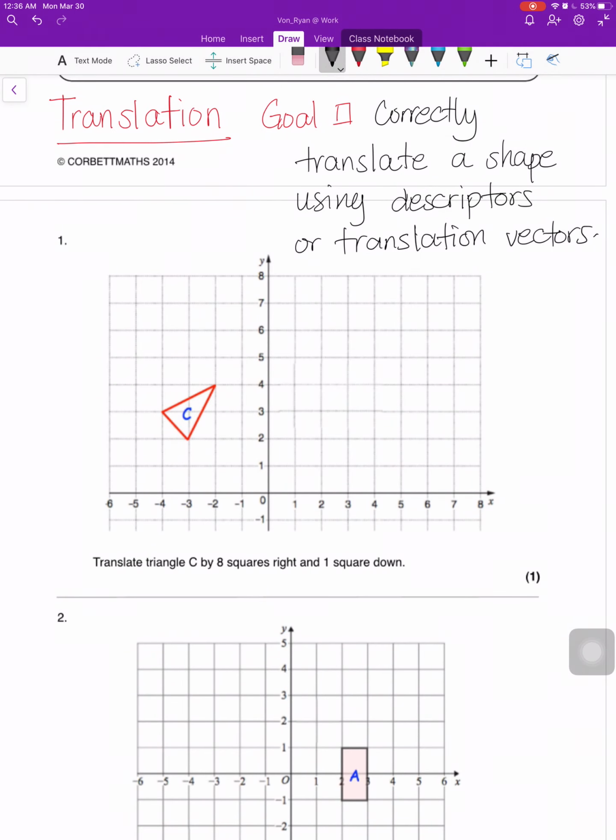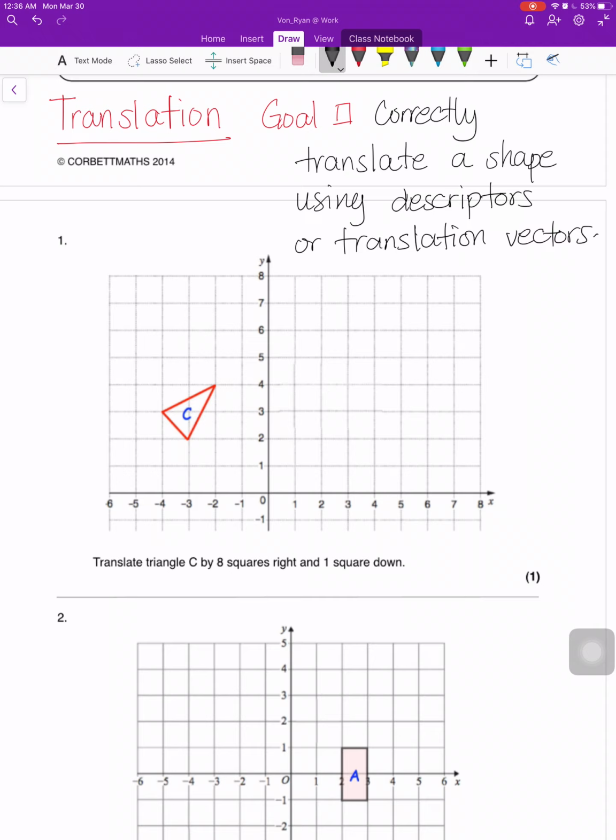Hello, so today we're going to work on one type of transformation, which is translation, which is basically moving a shape across a coordinate plane. So our goal is to correctly translate the shape using descriptors or translation vectors.